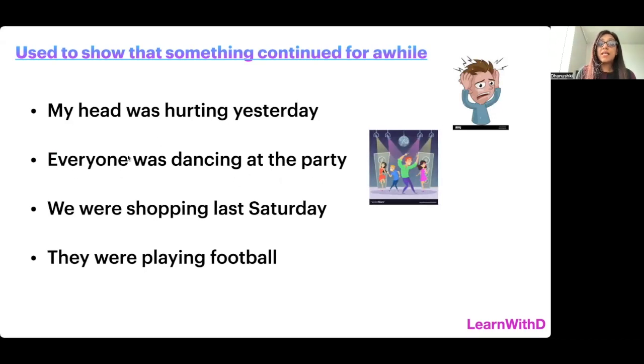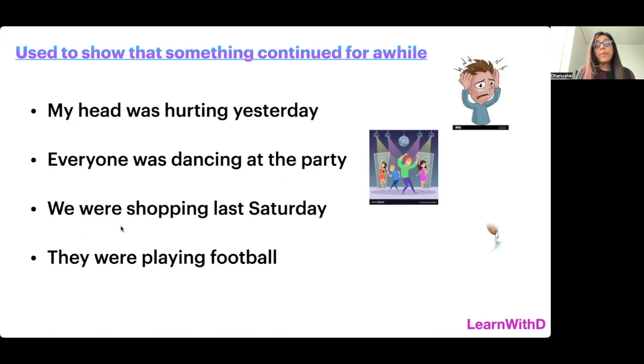Everyone was dancing at the party. Do you dance just suddenly? You just dance and it's finished? No, you dance for a while, right? So everyone was dancing at the party.